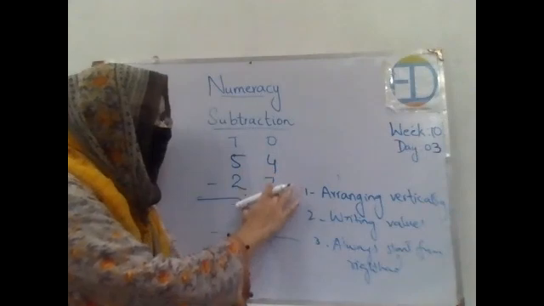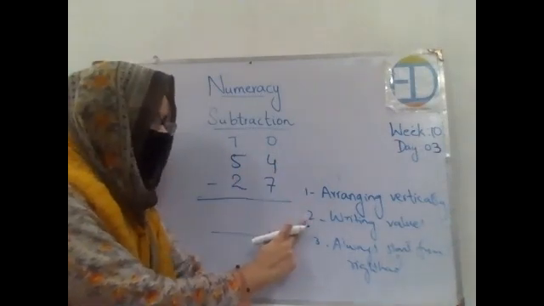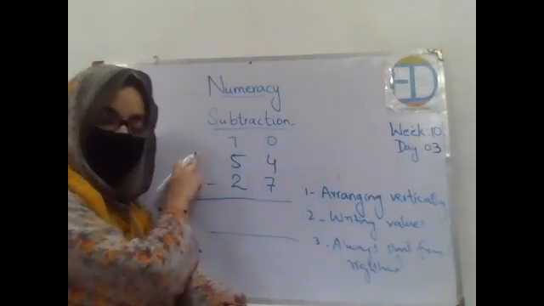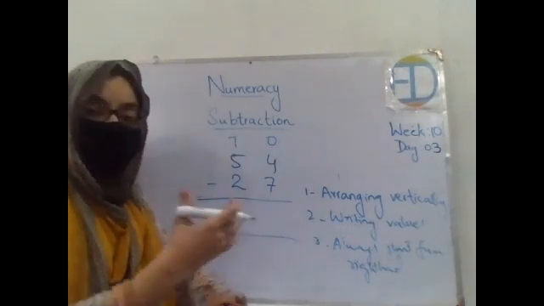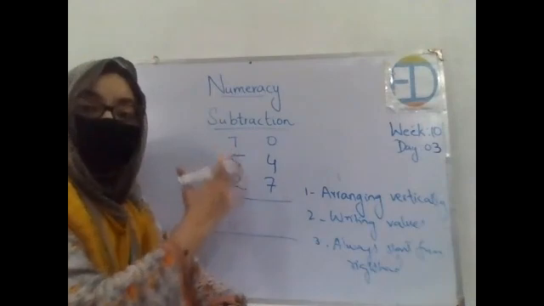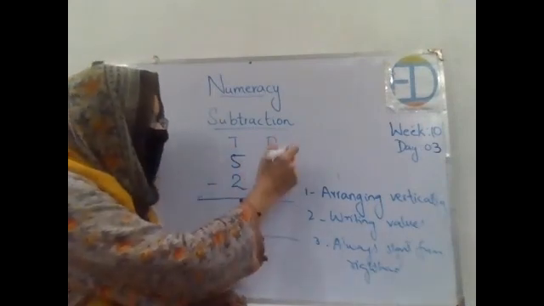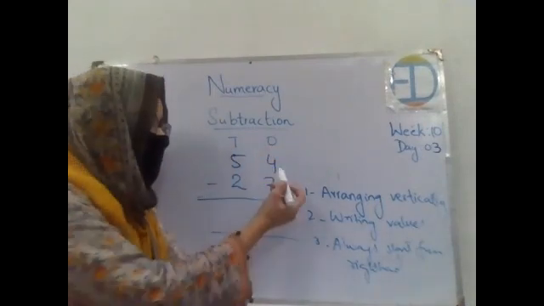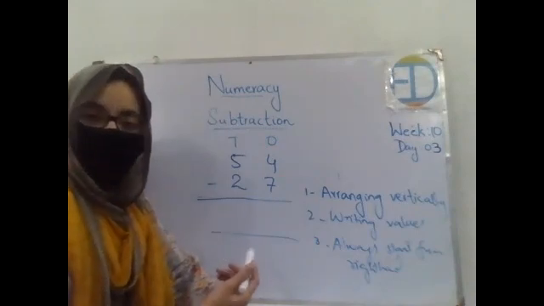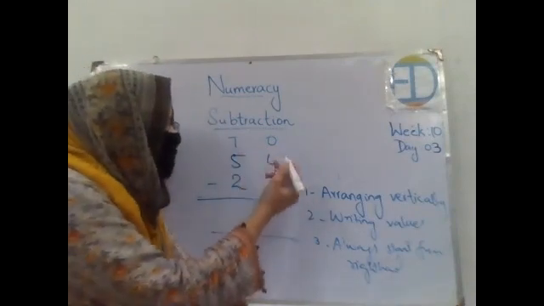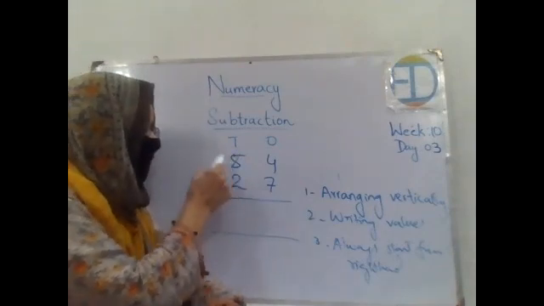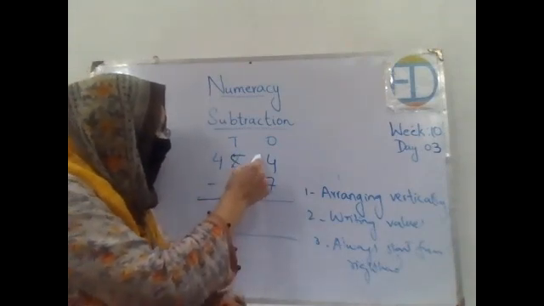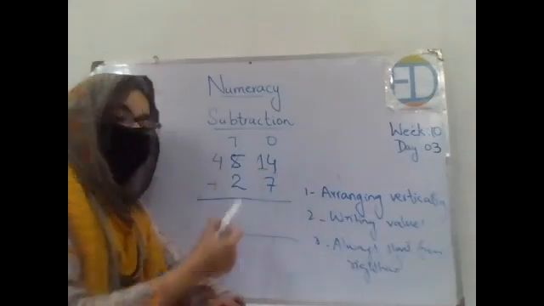The second step is writing the values. The values are already written. And then we are supposed to start from the right hand side, or in other words, we are supposed to start from the ones column, right? So see, 4 minus 7. Can we subtract 7 from 4? No, this is not possible. So what we will be doing, we will take borrow from this side. So this will turn to 4 and this will turn to 14, right?